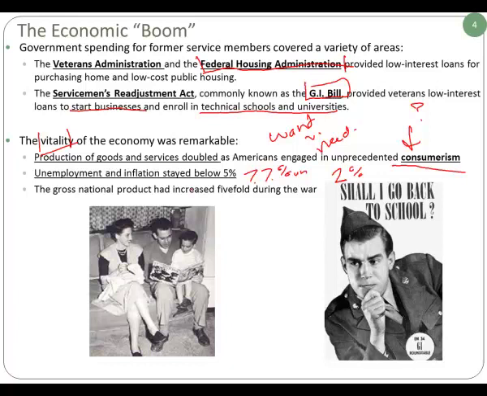Now, for the unemployment, inflation, staying below 5%, that's each one individually, right? Not like one combined. Each individually is below 5%. Okay, which are markers that your economy is strong and expanding, or at least staying stagnant at an elevated level, which is what you want as an economist, what you want as a country. Okay. Now, that being said, one final item before we transition to the next slide here: gross national product.